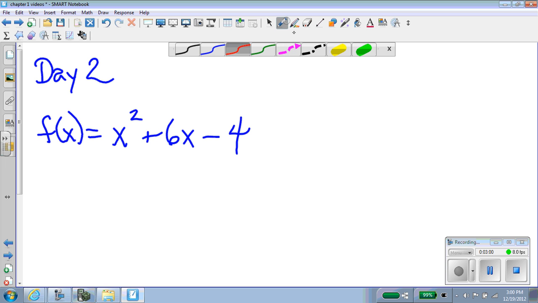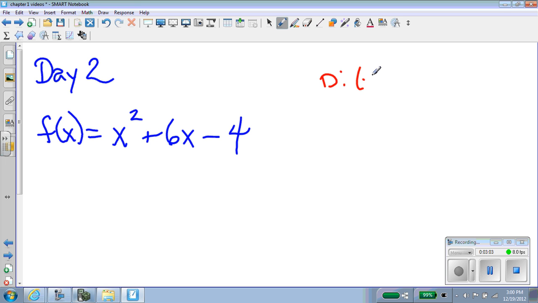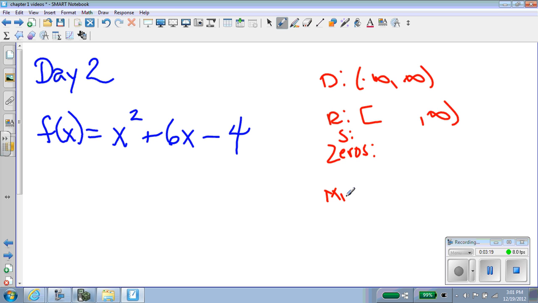So I have my domain was negative infinity to infinity. I'm currently working on my range, which is something to infinity. I didn't consider zeros yet. Oh, or symmetry. But I do know that I have a minimum point. I'll call it a relative minimum, but it actually is the absolute minimum at the point negative 3, negative 13. Might as well write it down while I'm here. But the interesting thing about that is the y coordinate is negative 13. So the lowest y value that gets used is negative 13.